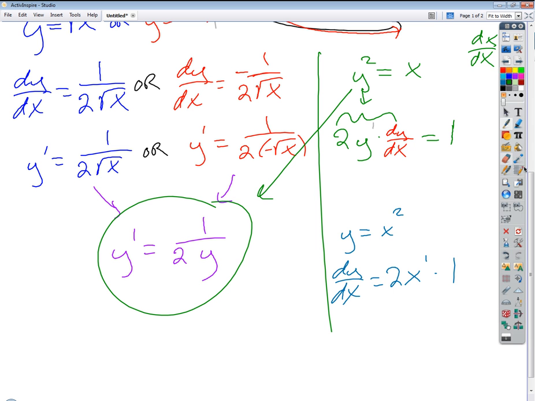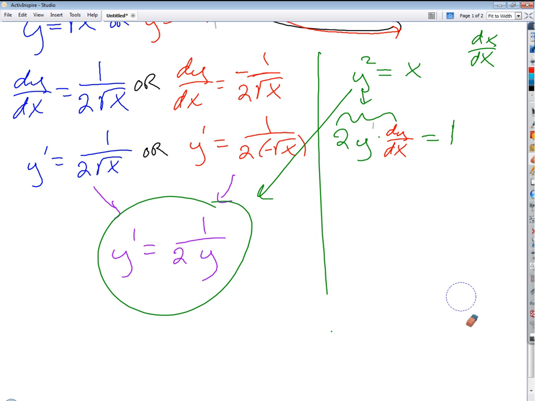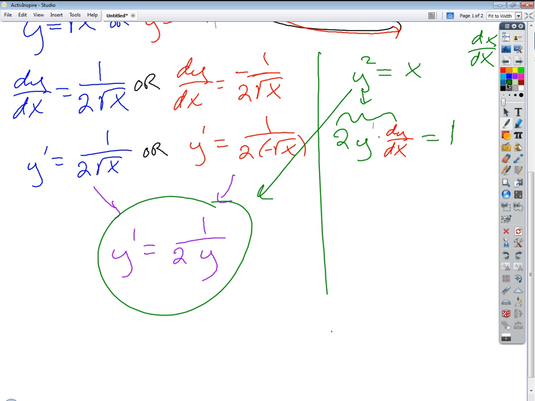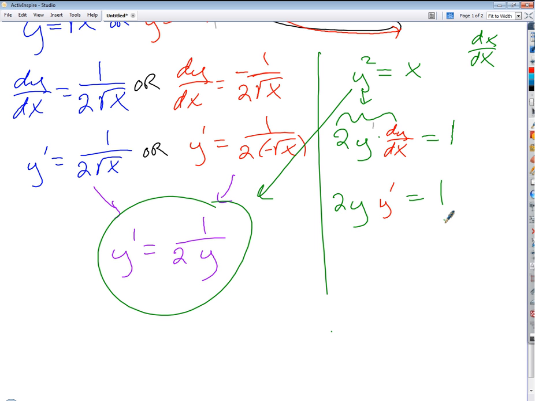Okay, so now I'm going to erase this part. Need a little more room. And let's rewrite this as a y prime. And you're going to see right away here that this looks just like that. So we get 2y prime equals 1. If I solve for y prime, what do I get? I get that. Simple, right?